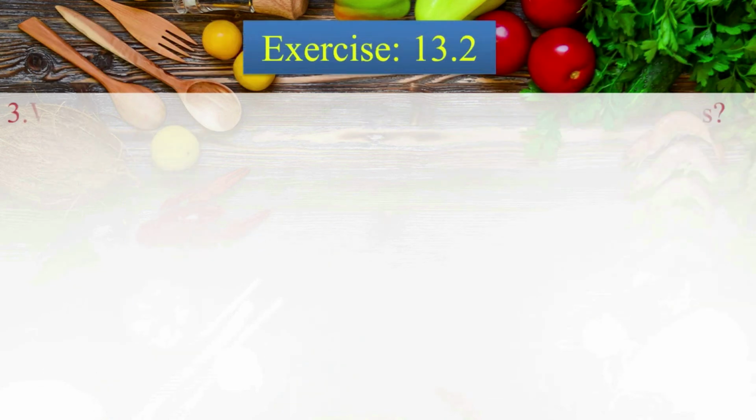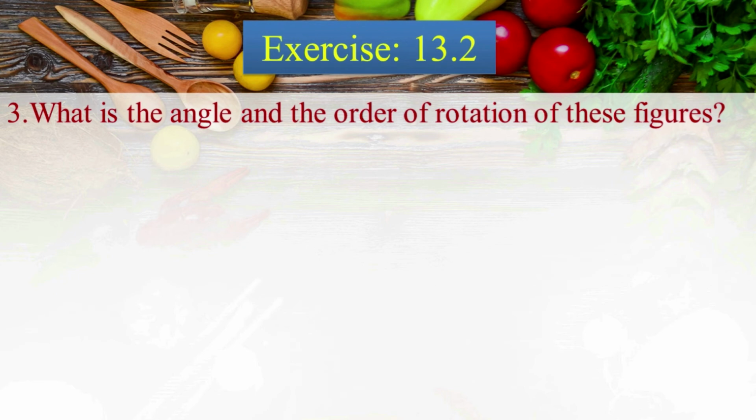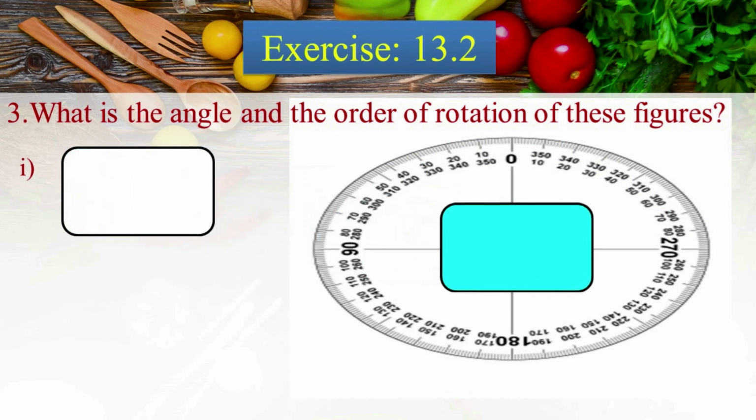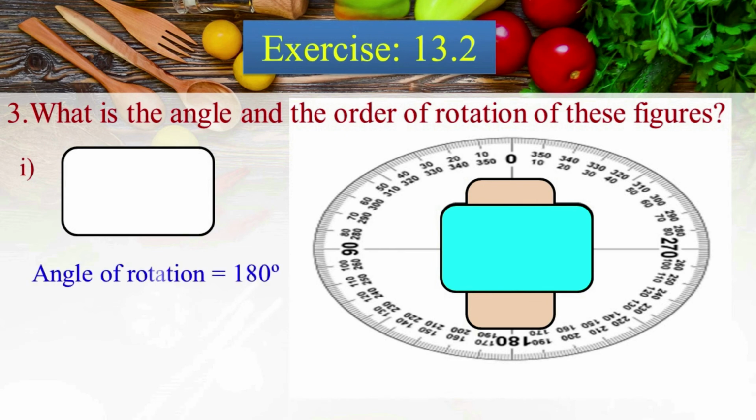Exercise 13.2. Third sum. What is the angle and the order of rotation of these figures? First one, they have given a figure. Let us find the angle and the order of rotation of the given figure. This is the beginning position. When the figure is rotated to 90 degree, it was like this. This is not the original shape. Therefore, again I am rotating it to 180 degree. Yes, we got the original shape. Therefore, angle of rotation is equal to 180 degree.